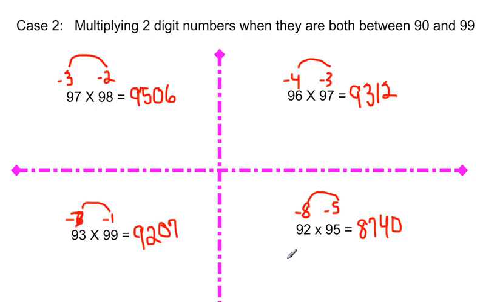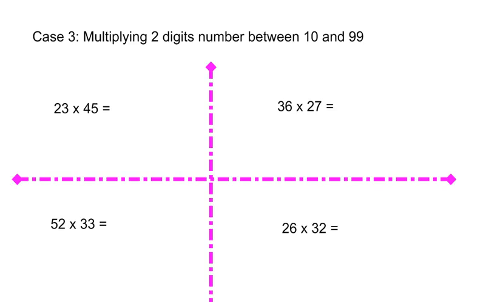Now, I have one more case that we're going to work on. In case 3, we're going to be multiplying 2-digit integers, where both integers are between 10 and 99. So let's take 23 times 45. It's almost similar to the way we've done the other 2 problems, with a few exceptions. Let's start. We have to multiply our digits in the tens place.